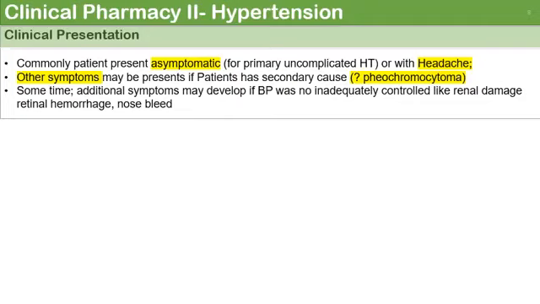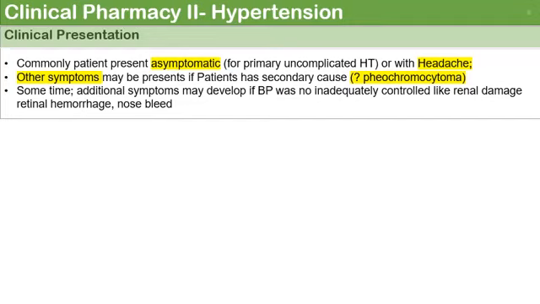Clinically, a patient with uncomplicated primary hypertension most commonly presents as asymptomatic, or sometimes complains of headache. Other symptoms may be present if the patient has a secondary cause like pheochromocytoma, in which there is tachycardia, feeling of heat intolerance, aggressiveness, excessive sweating, and cold extremities.